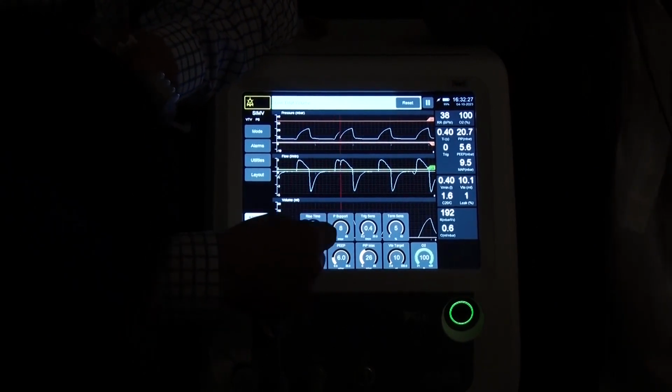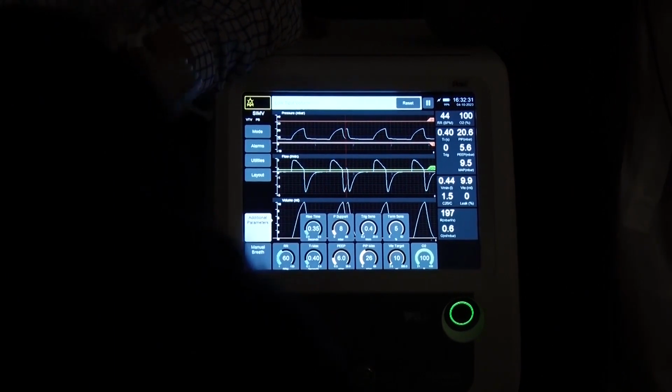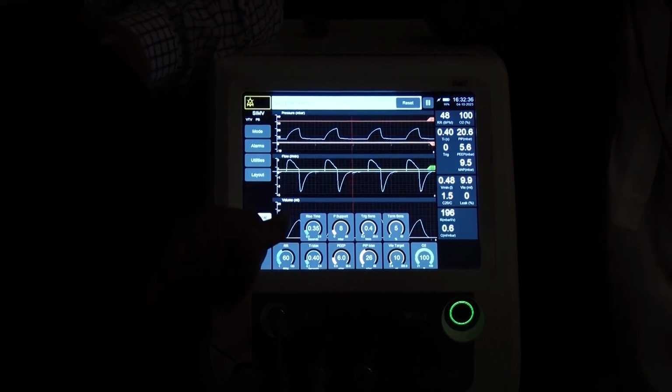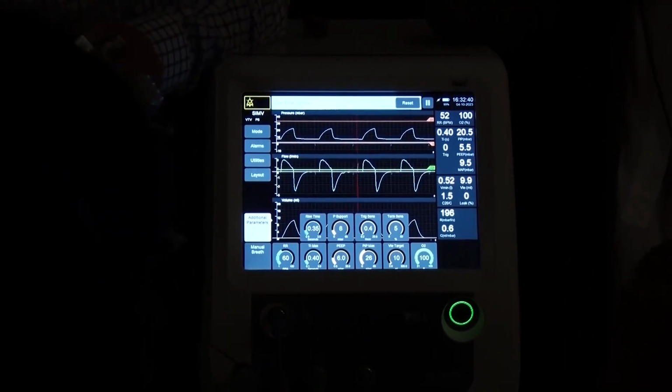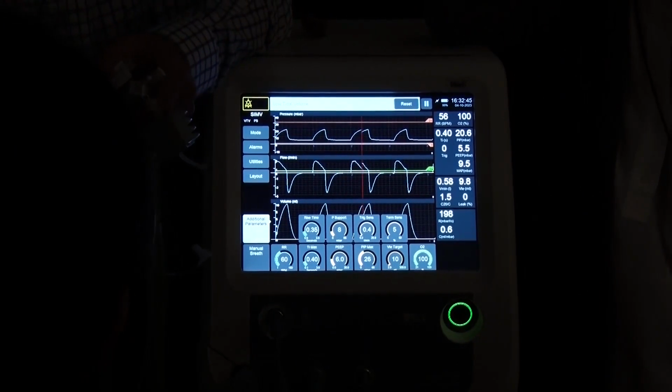You just set your TI, your backup rate, your tidal volume, your PEEP and your maximum PEEP, and you let the baby work away. On SIMV with pressure support, you're setting the SIMV settings and the pressure support settings. So if you've got acute lung disease, it's unlikely you need them to be different.